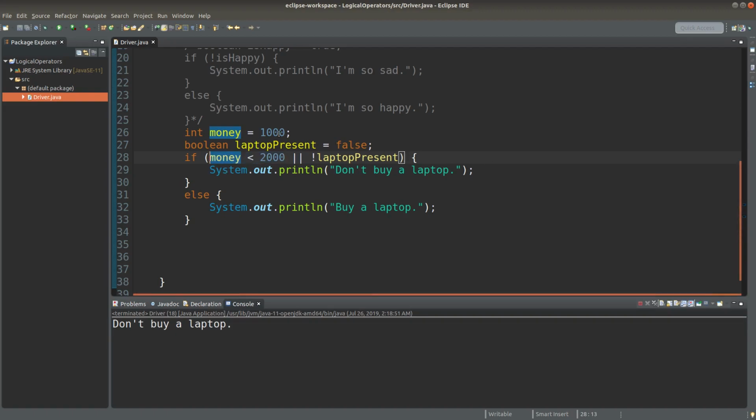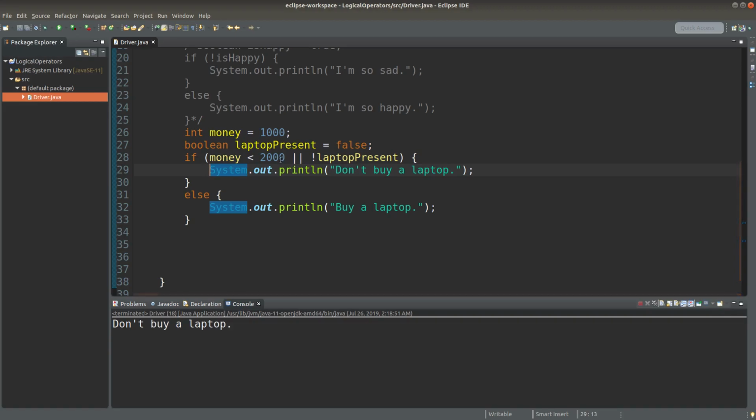When the second condition is true, so I will have true and true situations for both conditions. So for both conditions to be true, of course, I don't need to buy a laptop. That means I don't have enough money, and at the same time, I already have a laptop, so I don't need to buy a new one.